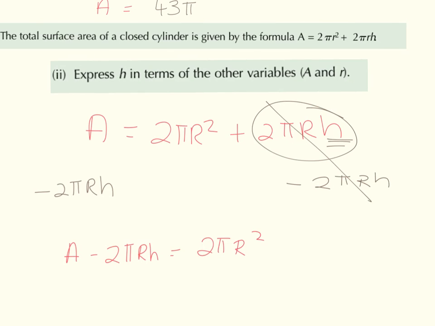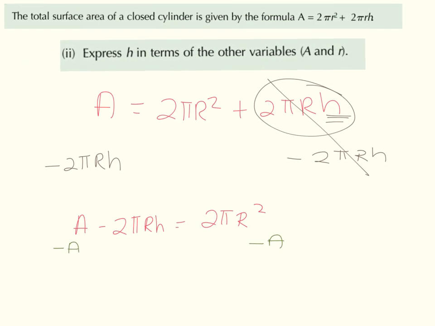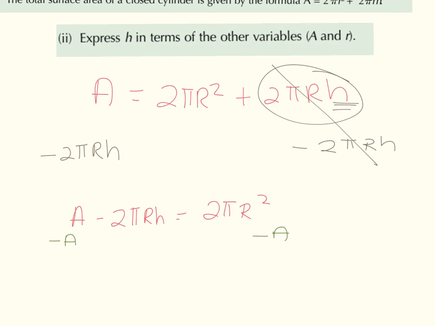So you can see that's the first step there. At least I've got my h on this side. The second step, hopefully you're seeing it, would be to get rid of the A here. If I get rid of the A, it's just an A on this side, so I need a minus A on this side and also a minus A on this side here. And we can spot that the plus A and the minus A would cancel. And now on this side I have minus 2 pi r h equals 2 pi r squared minus A.